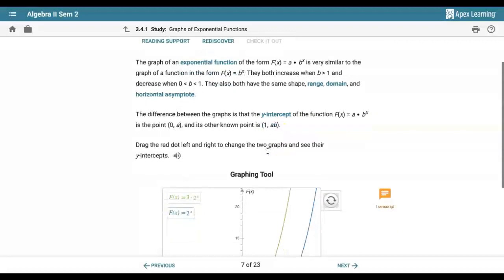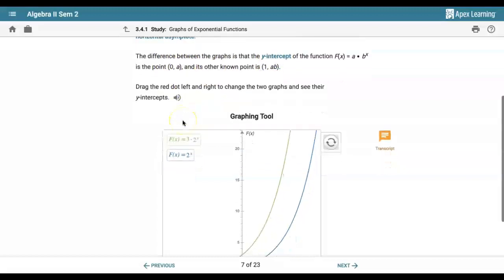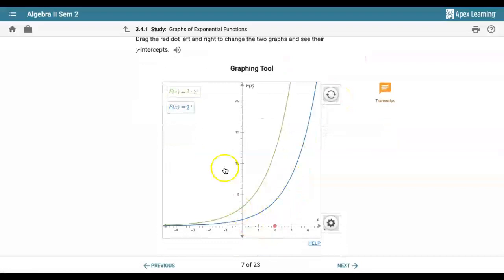So if we look here, our y-intercept, instead of being at 0, 1, is going to be at 0, a. And the other point's going to be at 1, a times b. Originally this was just 1, b, now this is 1, a times b. And again, if we look here, our normal graph would be at 0, 1. But now it's at 0, a, and our a value for this green graph here is 3, so that's going to be at 0, 3.